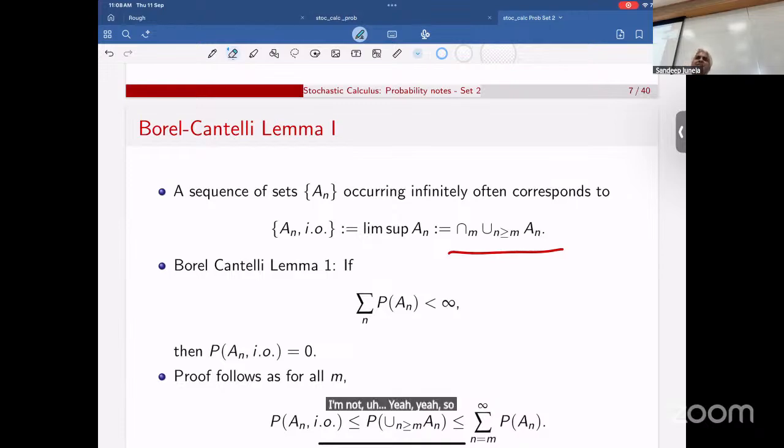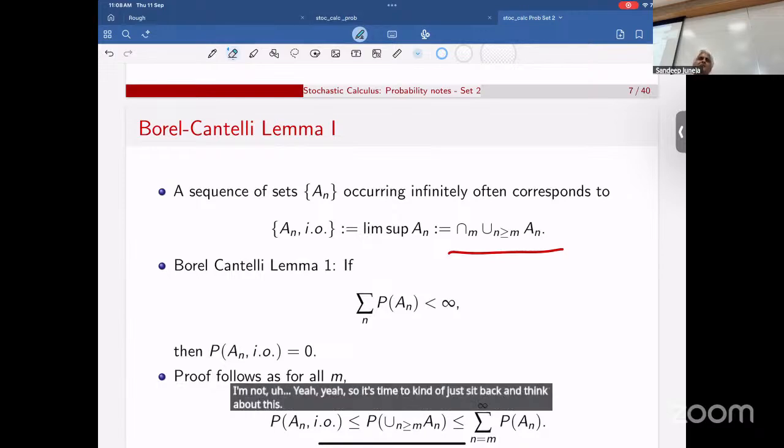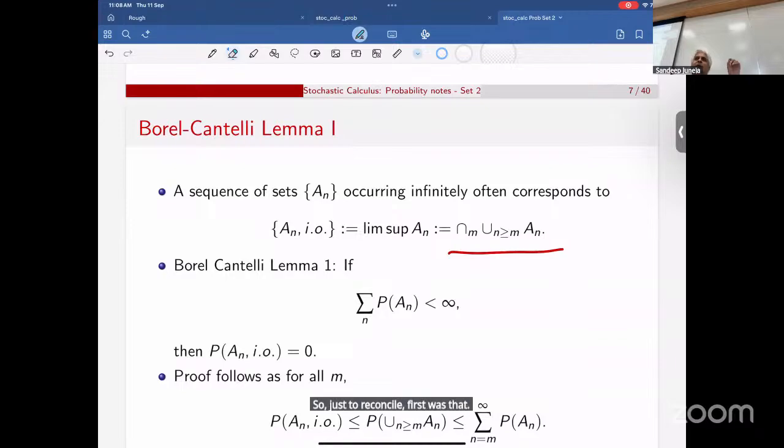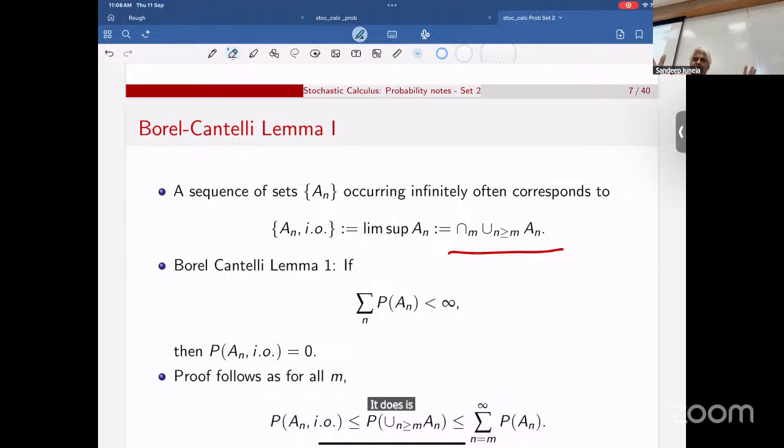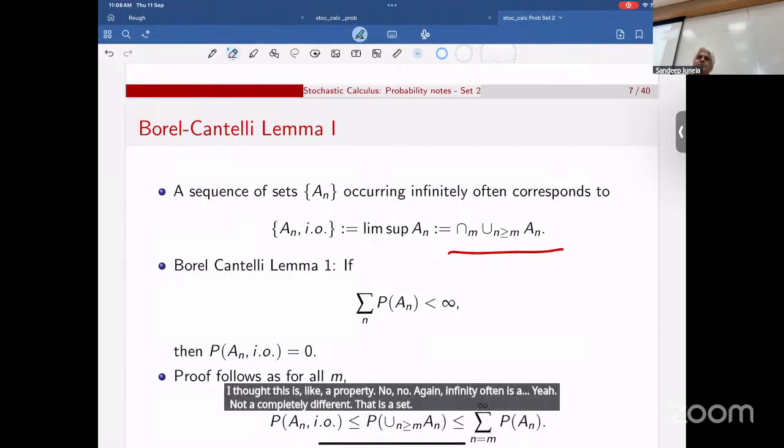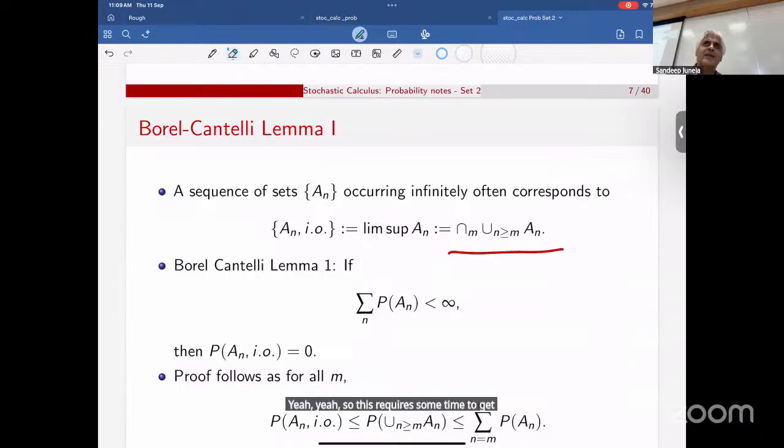So it's time to just sit back and think about this. Let's reconcile. First, an omega which belongs to infinitely many A_n's belongs to this set, A_n infinitely often. Now, another way to say the same set is that no matter what your m is, there is some n after that for which omega belongs to A_n. I thought this was like a property. No, this is a set itself. It's a set. Okay, got it. This requires some time to get a handle on, and this is also how we're defining limsup A_n. I'll come to that in a moment. Let's just understand this part first.